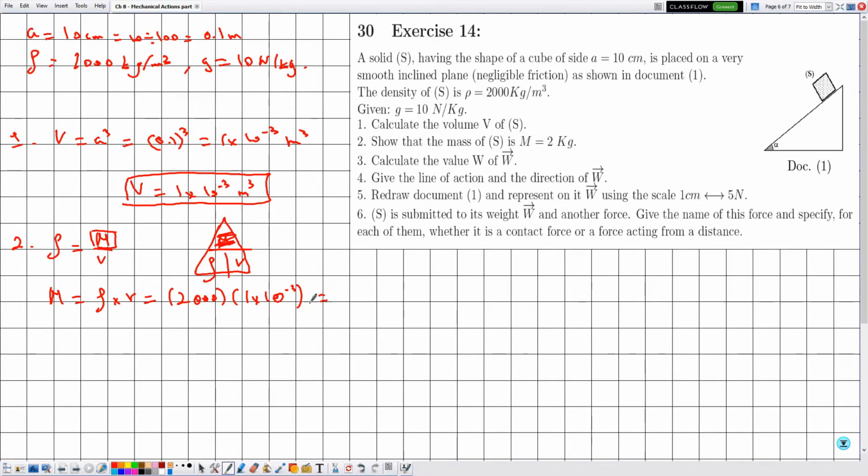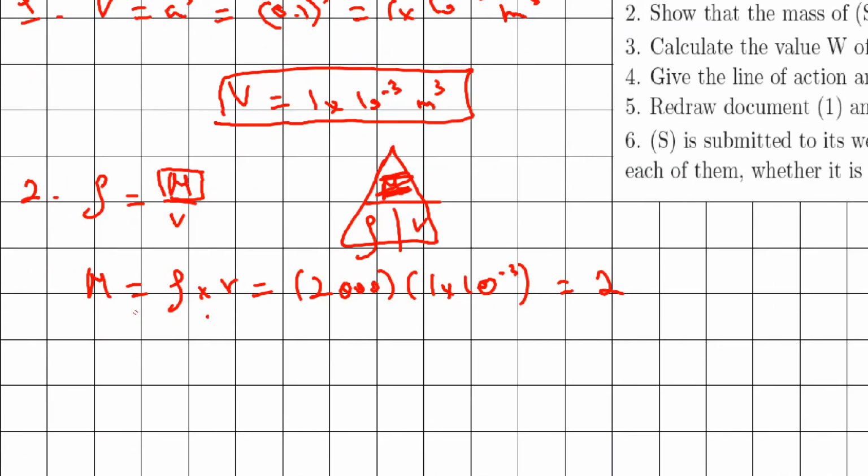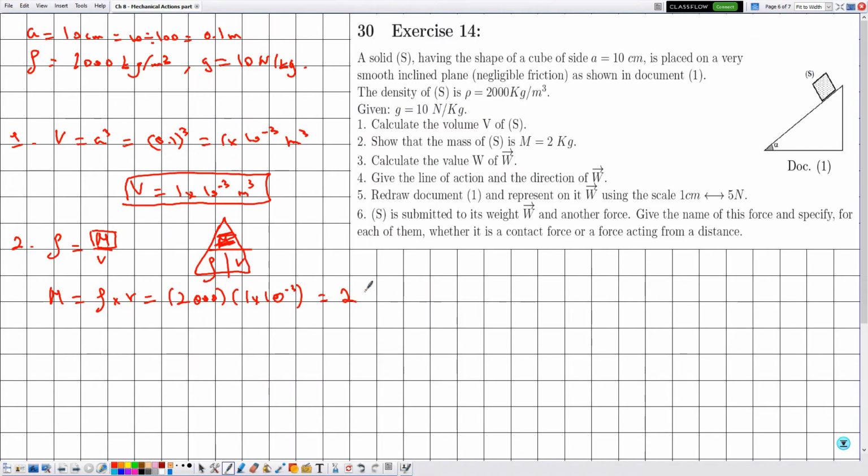Plugging this on the calculator, the value of m is 2. Since both rho and v are expressed in the SI, the value of m will be expressed in the SI, which is kilograms. Then the mass is equal to 2 kilograms.